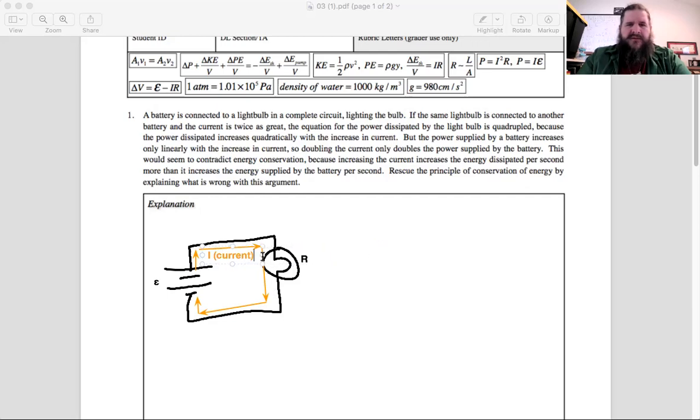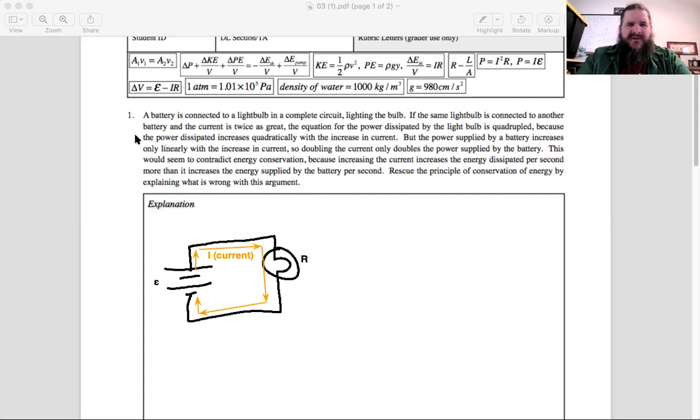And we are told that if we connect the same light bulb to a different battery with twice as much current, then the equation for power dissipated is quadrupled. So let's try writing these facts as equations, because it looks like this is listing out a whole bunch of facts and then trying to confuse you with how these facts relate to each other. So let's write each of those facts as an equation and see if we can make sense of it.